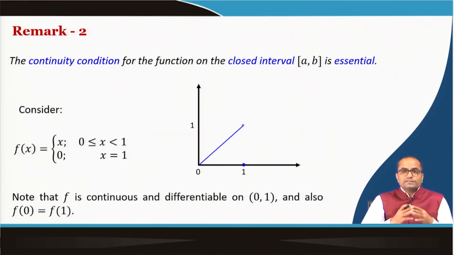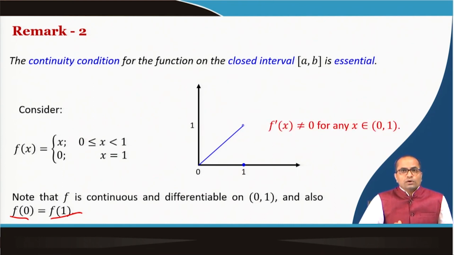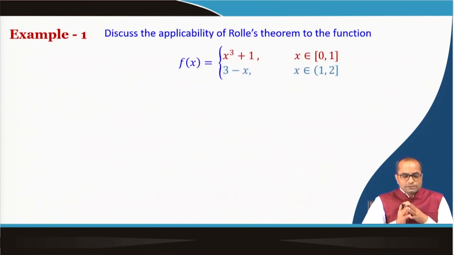So, all the conditions: continuity in the closed interval, differentiability in the open interval, and the function value f 0 equal to f 1, all these three conditions are important. Once we have these three conditions, definitely there will be a point where the derivative will vanish.